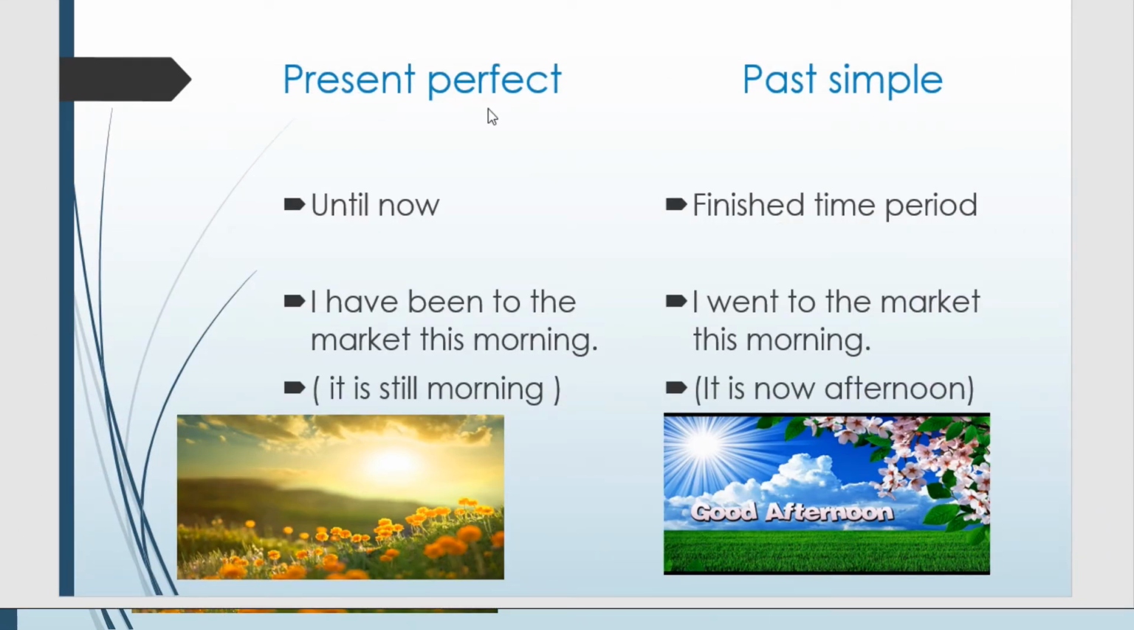Finally, let's look at the difference between present perfect and past simple when we use them with this morning, this afternoon, this year, or today. Present perfect is used to talk about until now. Let's look at the example. I have been to the market this morning. The meaning is, it is still morning, but the past simple is used to talk about a finished time period. That is, I went to the market this morning, a finished time period, because it's now afternoon.